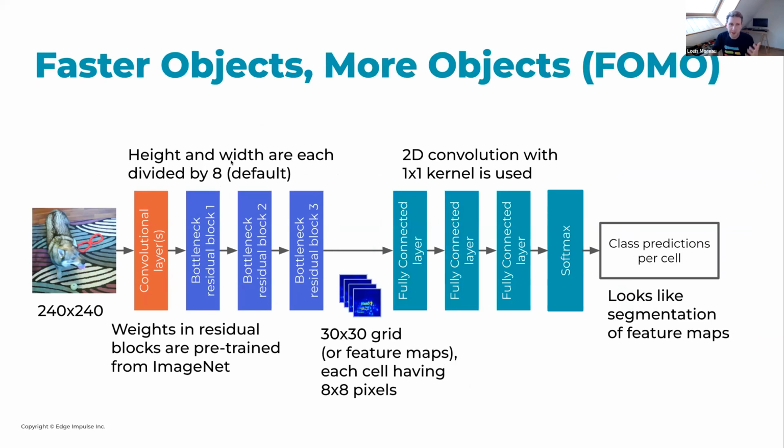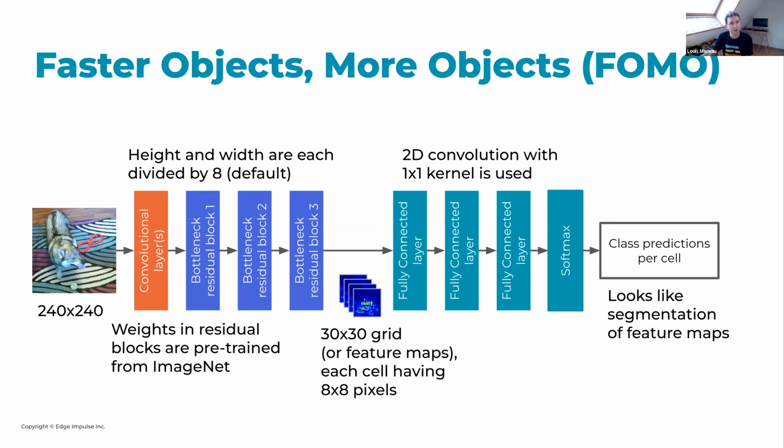Again, the technique behind that is not the topic of this session, but just for your understanding, when we take an image, we actually divide it by 8 and we obtain a grid or feature maps. At the moment, the division by 8 is the default. You will be able to modify that in the future. So we obtain a 30 by 30 grid of 8 pixels each. And then we run a class prediction like the image classification for each cell.